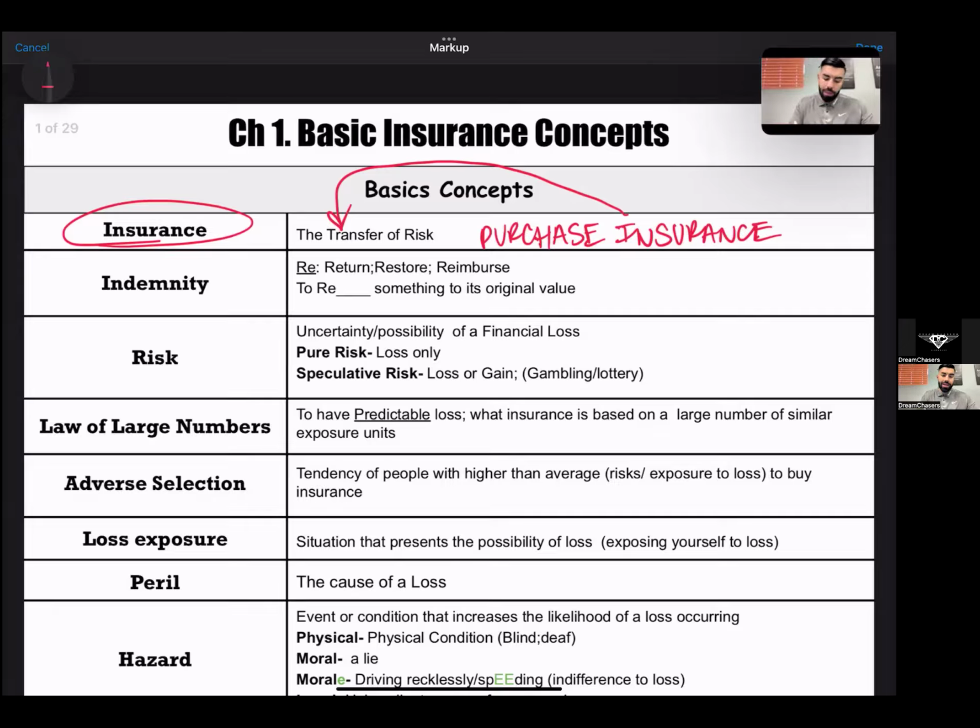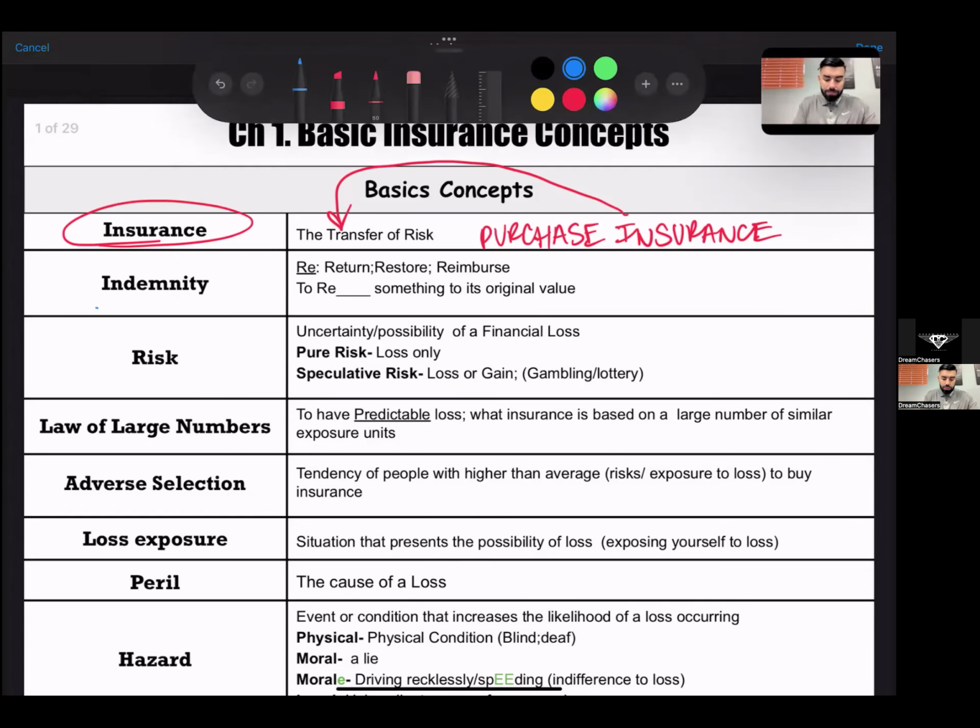Okay. And purchasing insurance is one of the most common ways to transfer risk. And we'll cover that at the end of this chapter. But once again, insurance is the transfer of risk. Next is the term indemnity. So indemnity means to return, to restore, or to reimburse. So another word for indemnity is the term reimbursement.